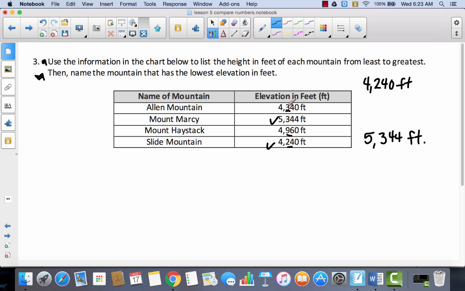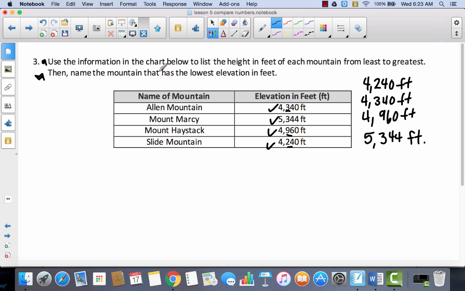And then next, which would come, 300s or 900s? Well, 300s, right? So I have 4,340 feet, and then I have 4,960 feet. So now I have each of these mountains' heights in order from least to greatest.